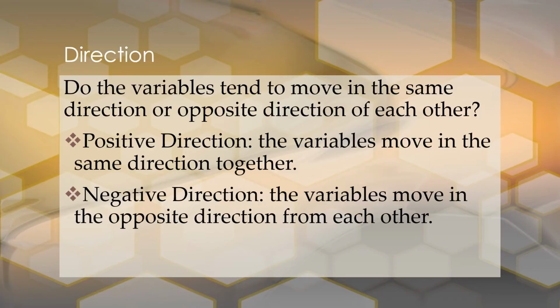And then for a negative direction, it's saying that if one variable increases, the other one will tend to decrease. So say we have stress. As stress increases, your happiness probably will tend to decrease. So that's the pattern of results. As stress increases, your happiness tends to decrease. So they're moving in the opposite direction of each other, and that would be a negative direction.